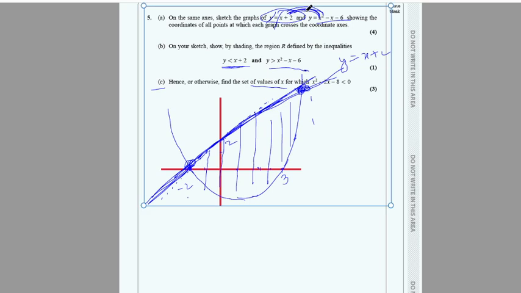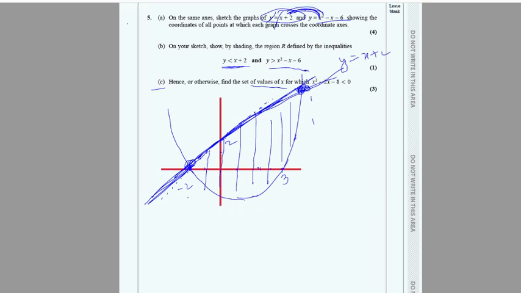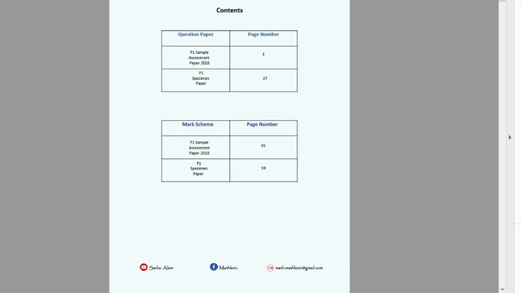For the time being, I'm just taking the answer from the mark scheme. Wait. So P1 sample paper.